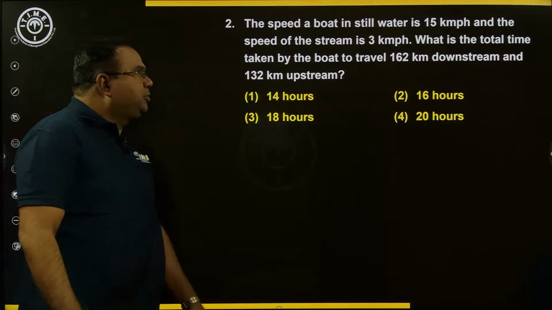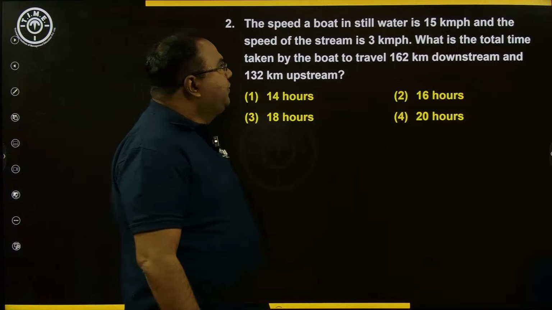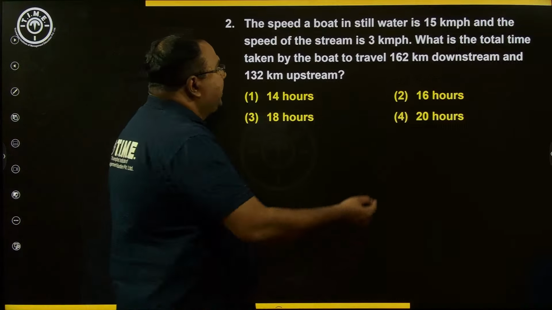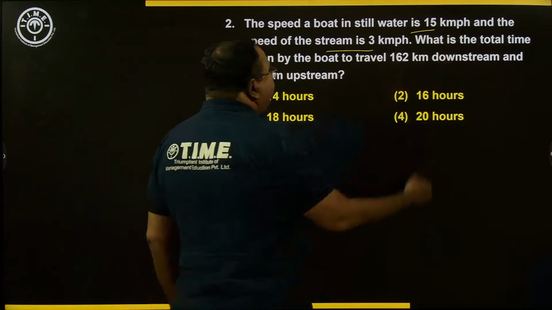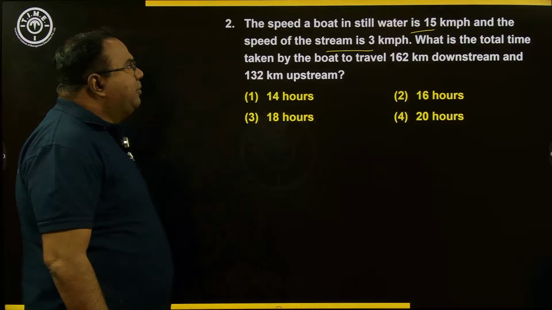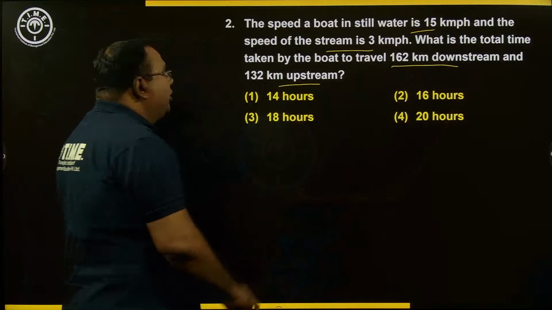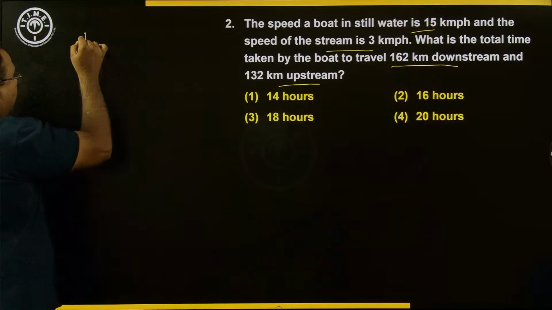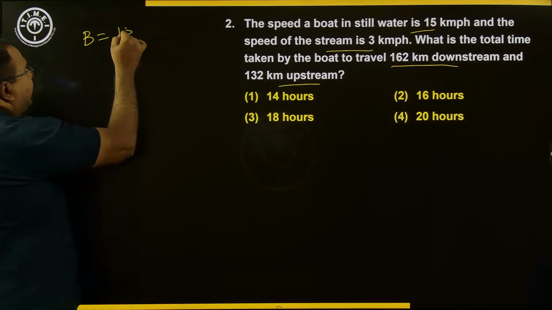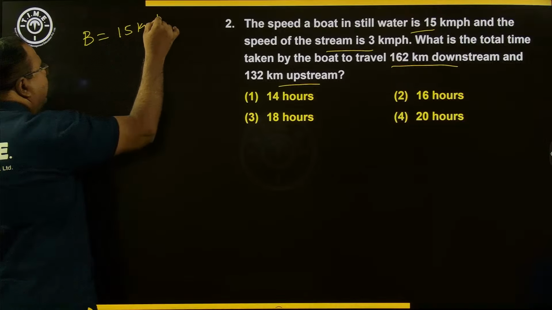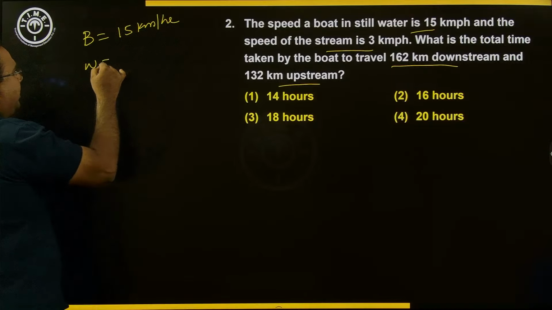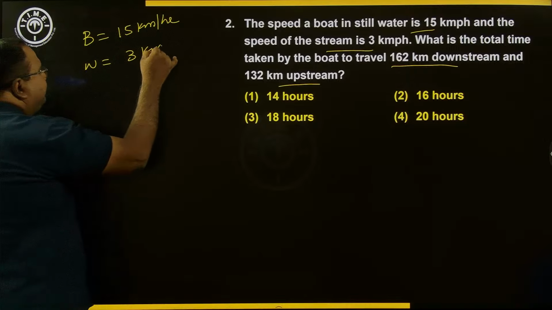Right. Second question. Speed of the boat in still water is 15 kilometers per hour and the speed of the stream is 3 kilometers per hour. Okay. Total time taken by the boat to travel 162 kilometers downstream and 132 kilometers upstream. What is speed of boat? B. It is 15 kilometers per hour. Speed of the stream W. It is 3 kilometers per hour.